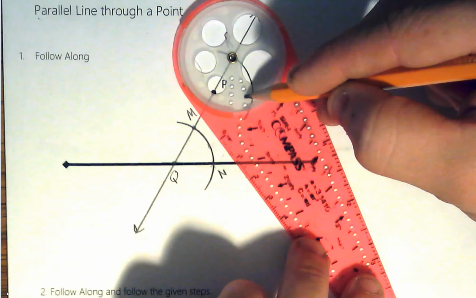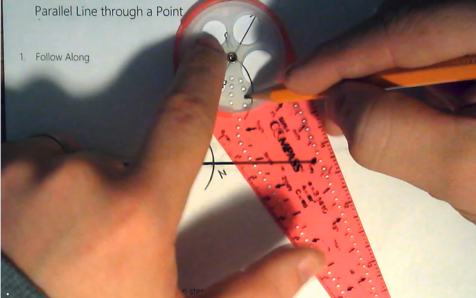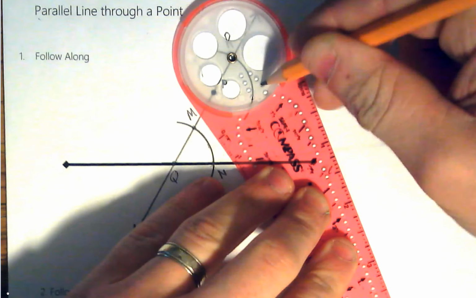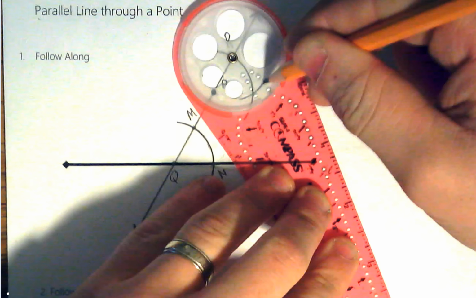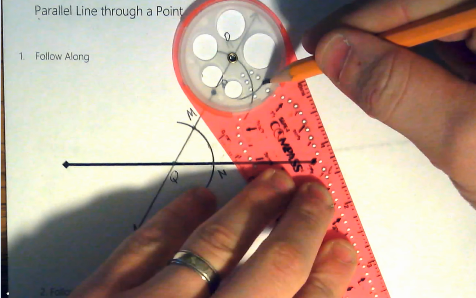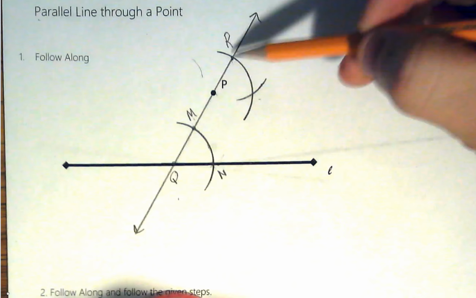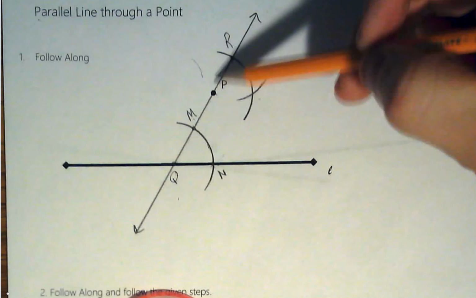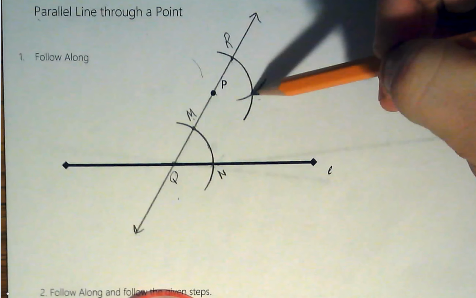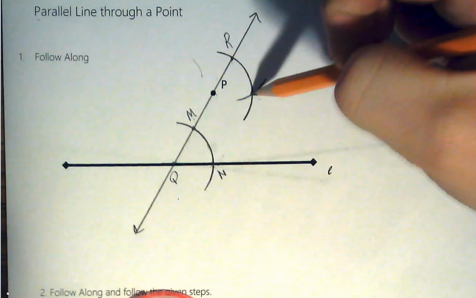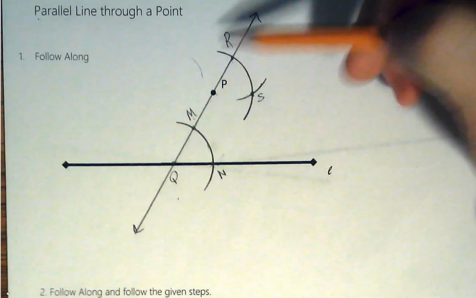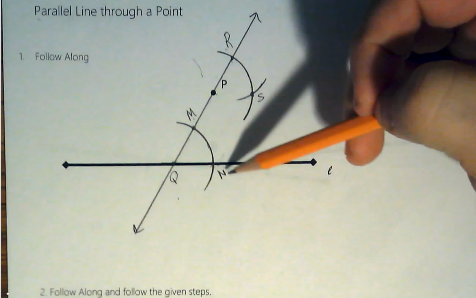Center on point R. Now notice we want corresponding parts. M corresponds to R, so I went from M to R. Now I'm going to draw an arc up here, with my center at R. This arc is the same distance that M is to N. So now I've duplicated a distance here and here, and from R to this point, we can call this point of intersection S. So R to S is now the same as M to N.